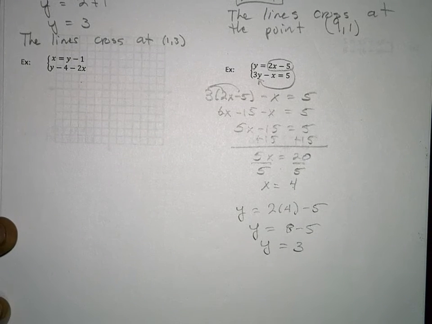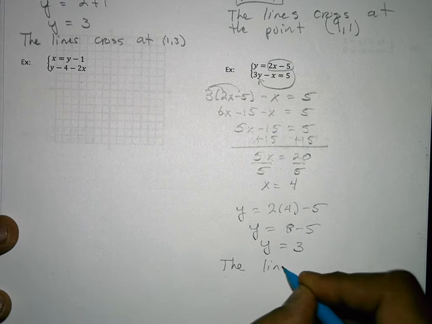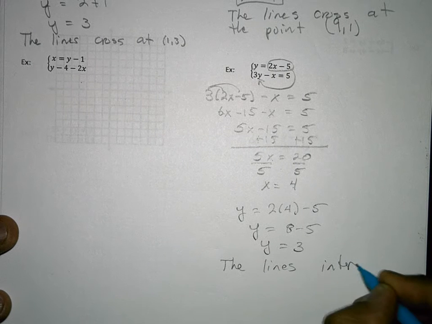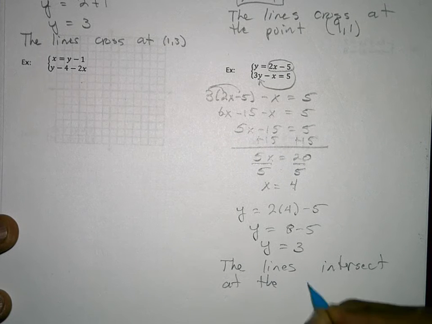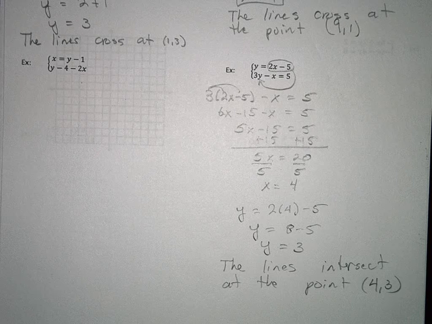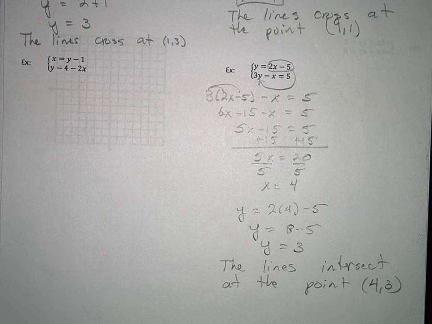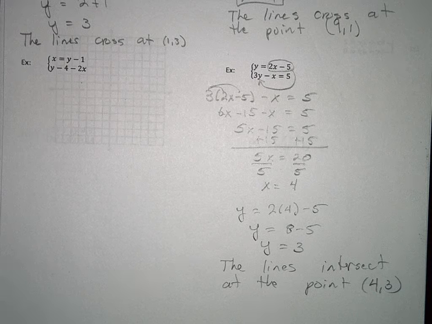So my actual answer is the lines intersect at the point (4, 3). Okay, so that's the substitution method. We're going to go to the next page and do one more example. We'll save the other ones for next class.